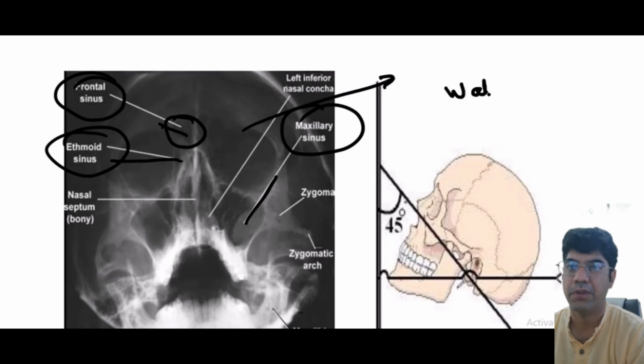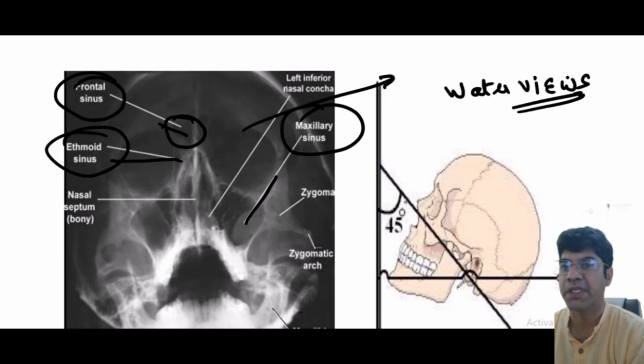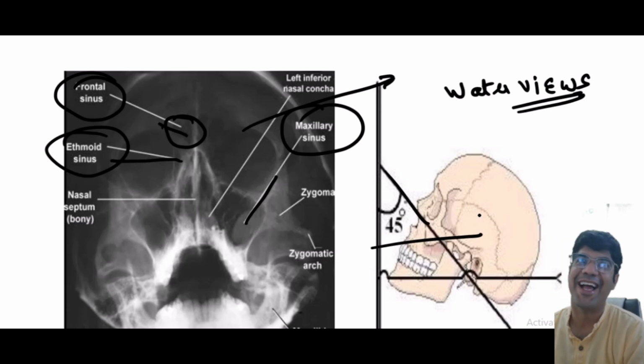This radiographic projection is obtained by placing the patient's head in a position where the chin is elevated, allowing the X-ray beam to pass horizontally through the skull. So that helps to visualize the maxillary sinuses, frontal sinuses, ethmoid sinuses. So the answer would be Waters view.